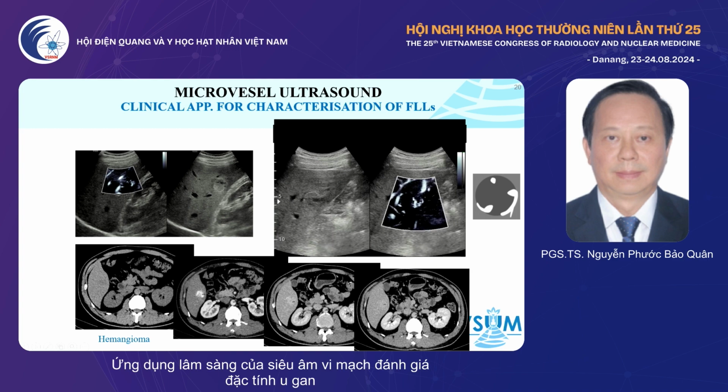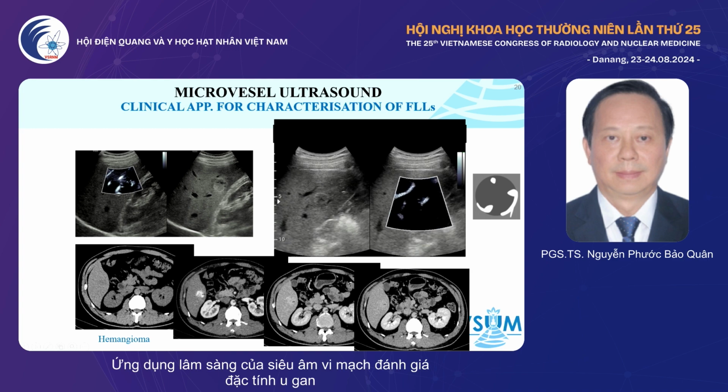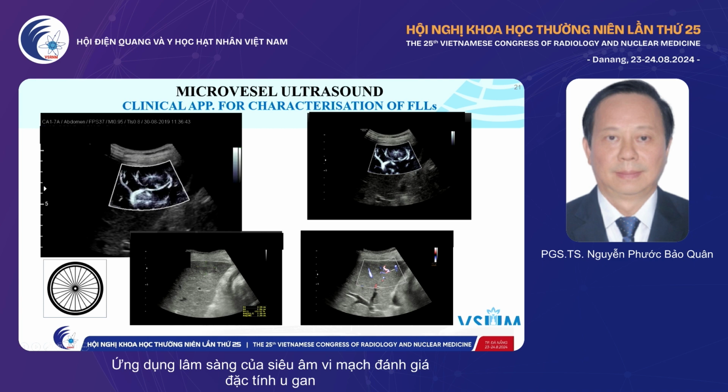This is the hemodynamic CT scan of the patient. And this is a case where you can clearly see the spoke-wheel sign of focal nodular hyperplasia. In conventional color Doppler, the Doppler signal is very scant, and we cannot characterize this kind of tumor. But in microvascular ultrasound, you can see the spoke-wheel clearly. So we can diagnose this.